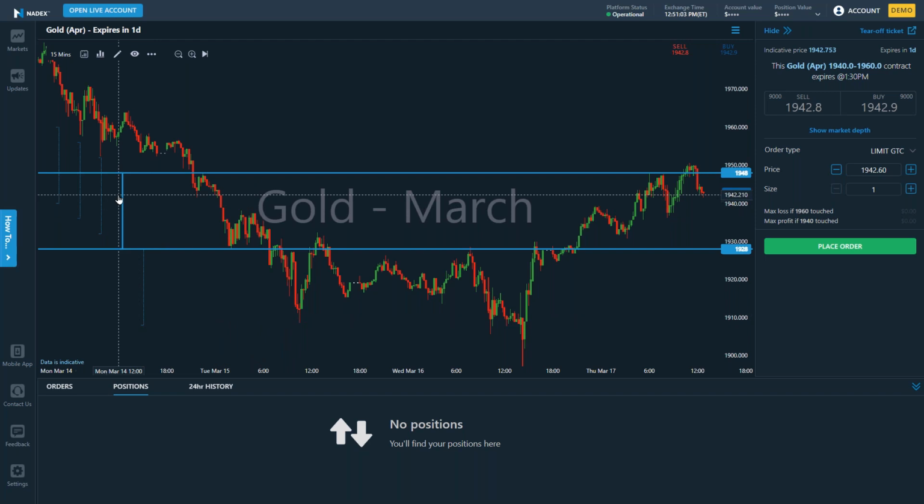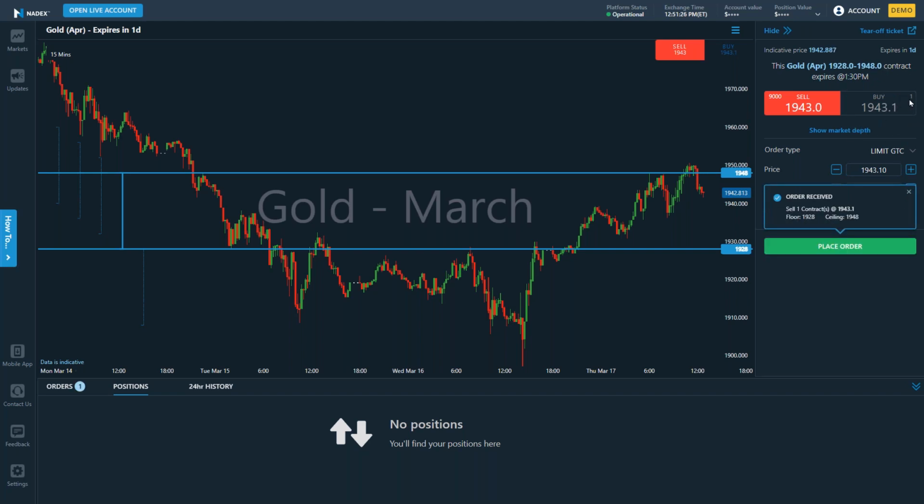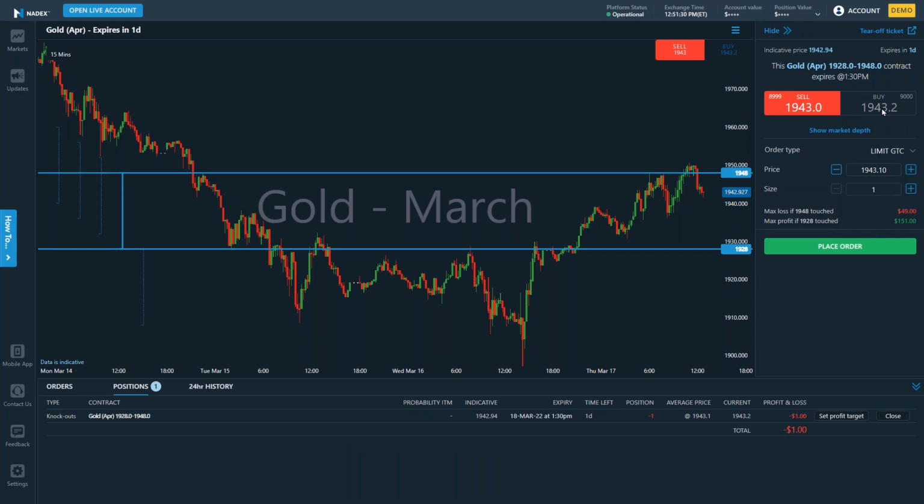If I wanted to go short gold, here we go. I think gold's going to keep going lower. Do I have to sell it at 1942.90? No, I could maybe sell it at 1943. There we go. Place my short order. There's my one lot. Trying to sell at 1943.1, and I just sold it.